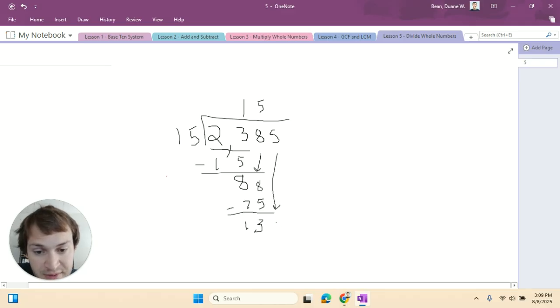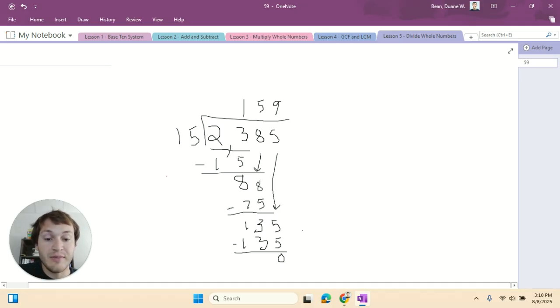And then we're going to bring down the 5. Cool. And then how many times does 15 go into 135? Let's see. 10 times 15 is 150. So that means 9 times 15 is 135. So we'll put a 9 up here. And then multiply it out. 135, we'll subtract, and we get 0. There's nothing left for us to bring down, and we don't have a remainder, so our answer is 159. Cool. So that's how you divide when the divisor has 2 digits.